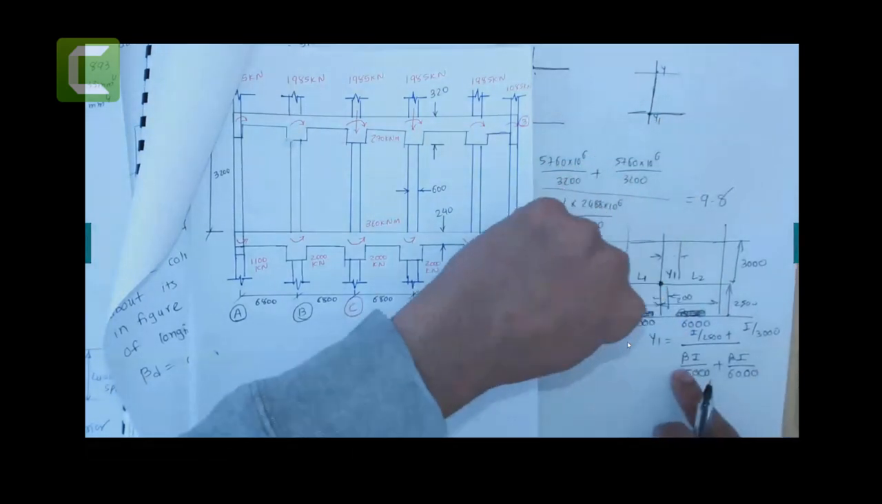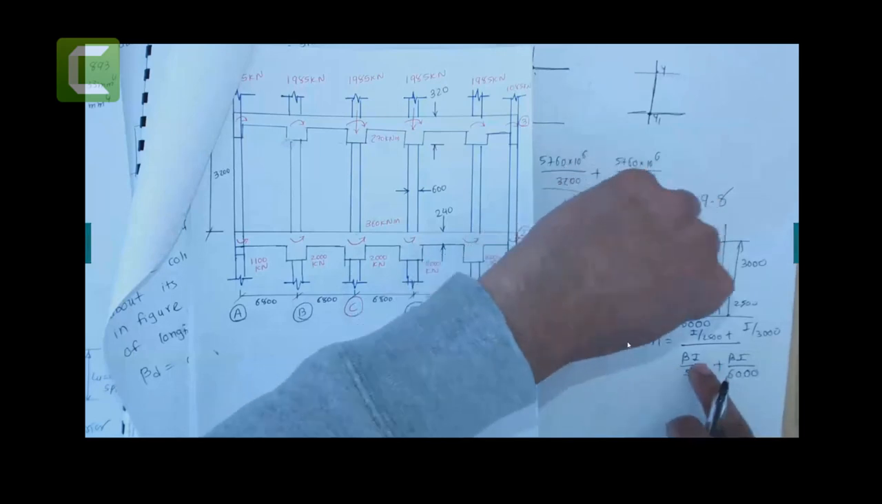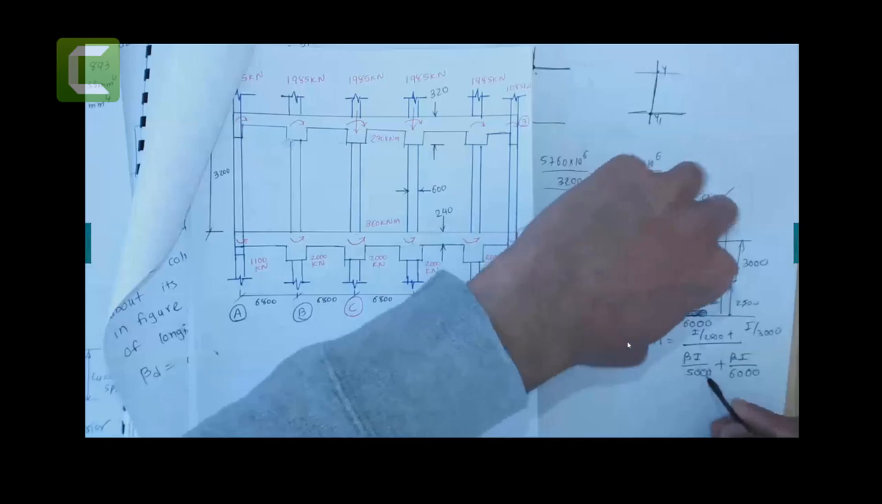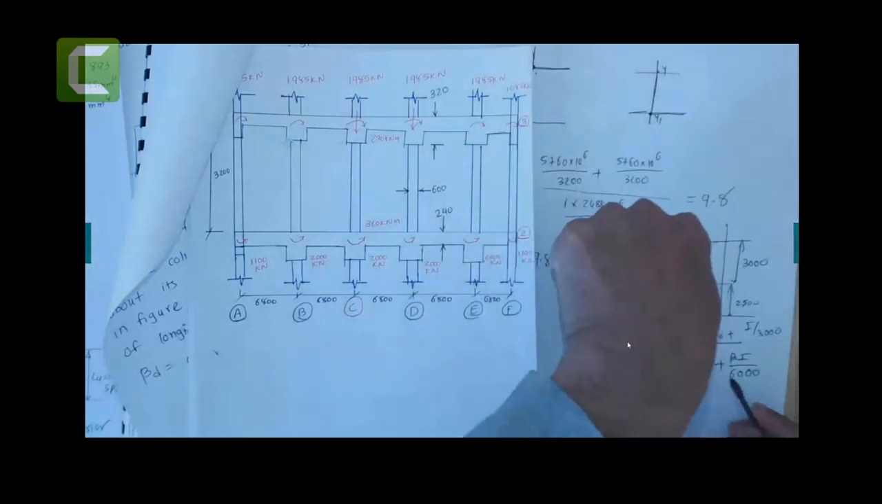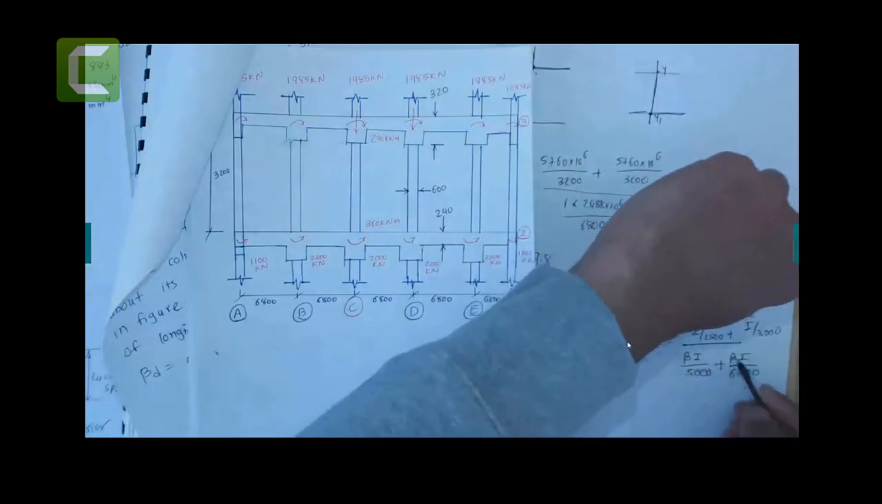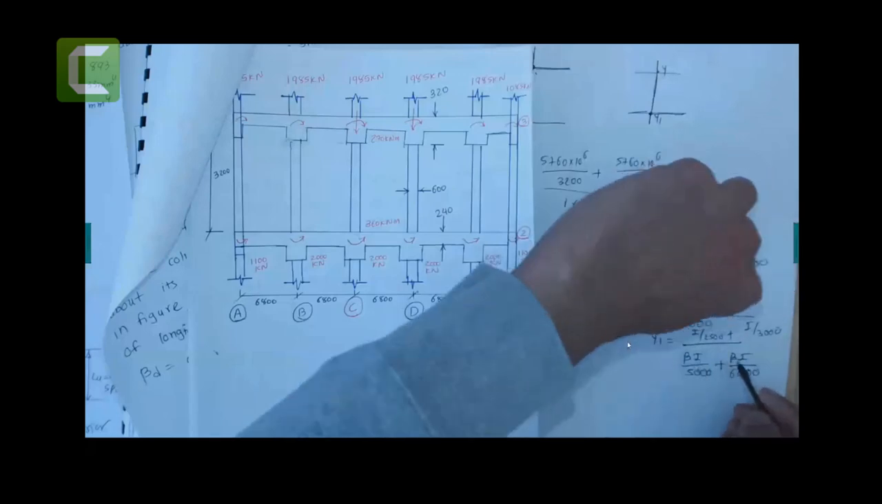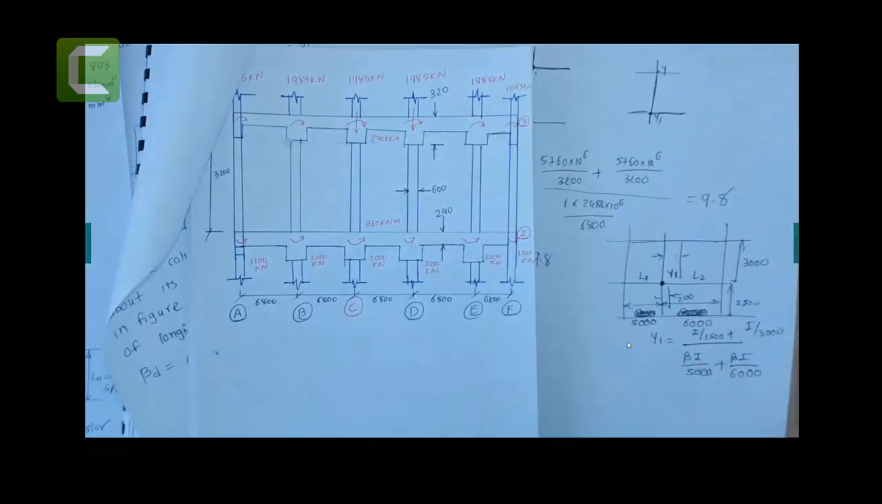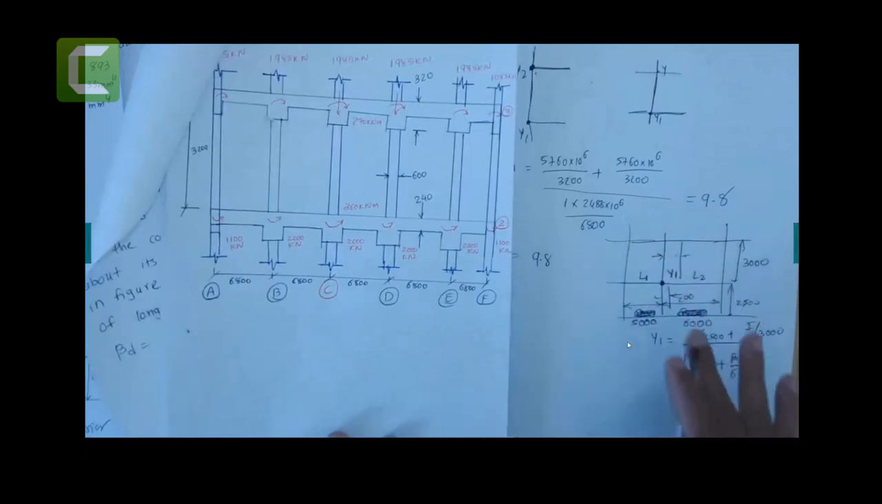You know how to find the beta from the tables. If you have different B value, you can calculate the I for this one divided by the length of that beam plus I of this beam. Beta is the same for both because these joints are here. I over the length of this beam. Does it make sense? Okay, is it clear? So if any scenario is given, you can calculate.